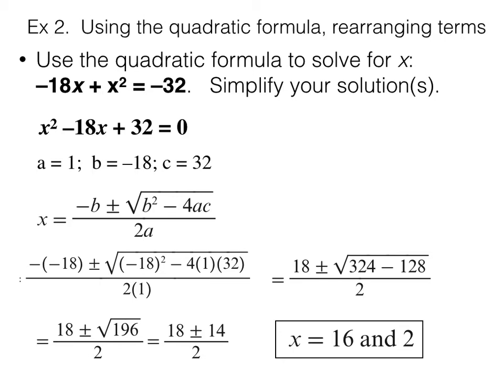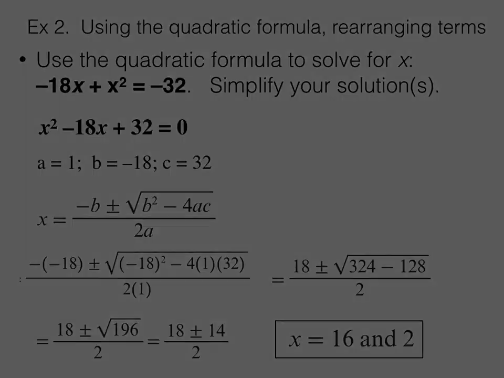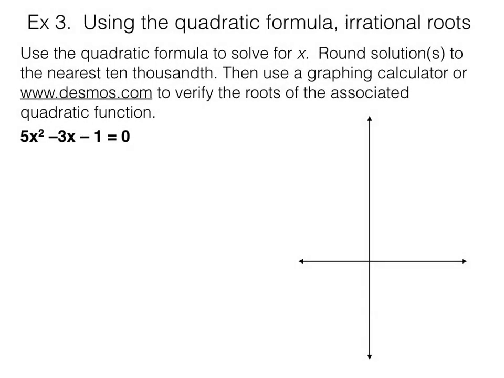So notice this was a pretty clean process when the number underneath the radical is a perfect square. So what happens if, when I substitute my values into the quadratic formula, I don't get a perfect square under the radical? That's the case of having what's called irrational roots. So here's our quadratic equation.